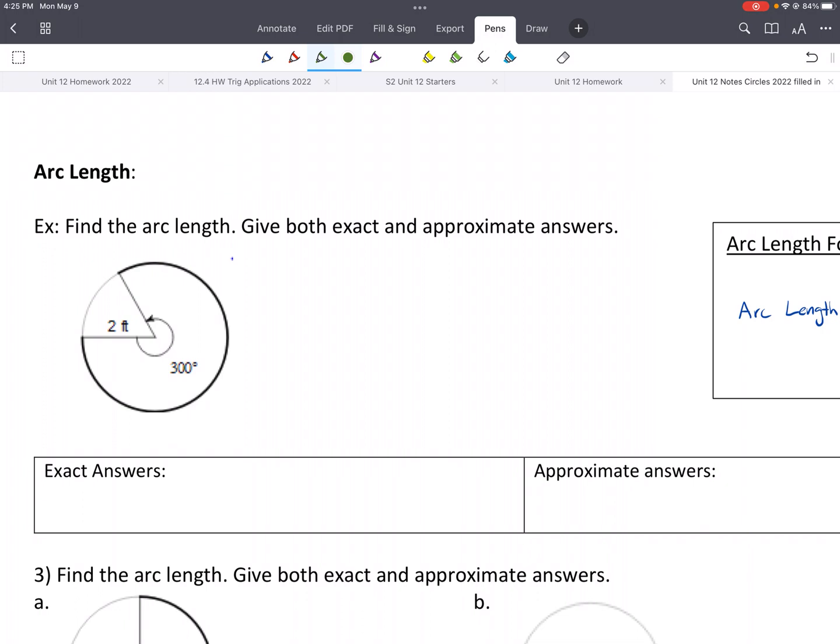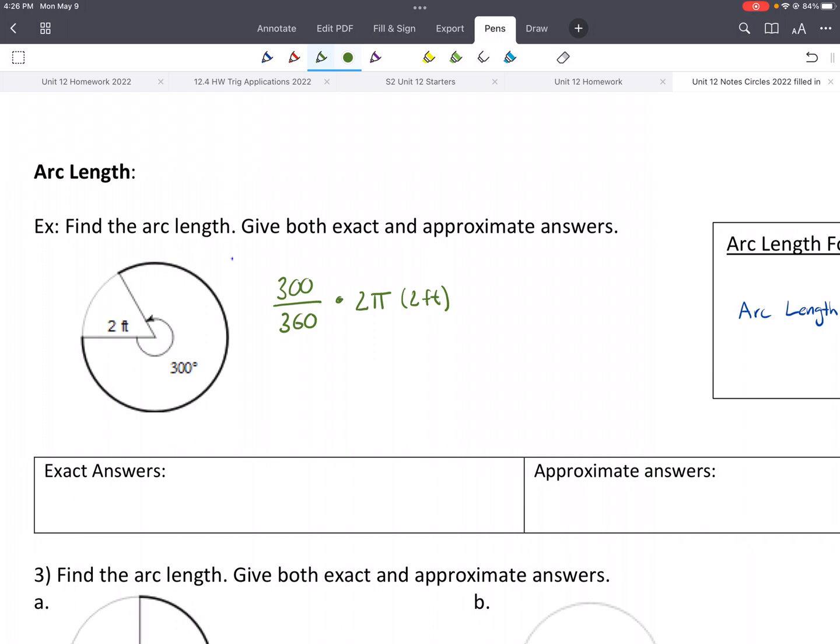So same sort of thing. We'd maybe say, well, 300 degrees out of the 360, that's the fraction of the circle that we want. But then we're going to multiply it by the circumference, which is 2 pi r. And here r is 2 feet. A lot of this we could do in our calculator. The thing that we don't want to do is put the pi in there, because if you put the pi in, then it's going to give us a decimal that never ends.